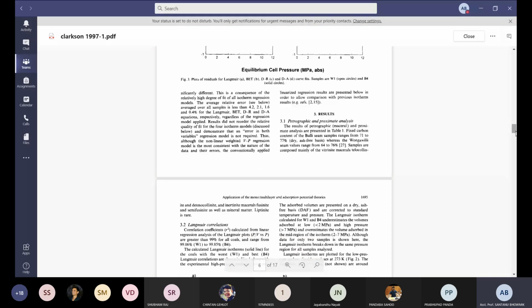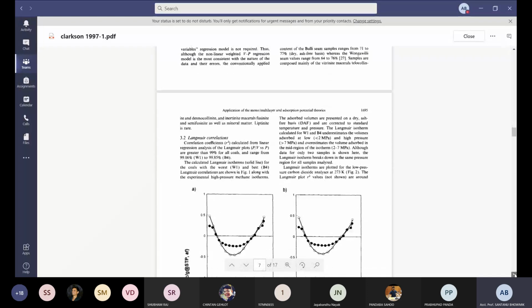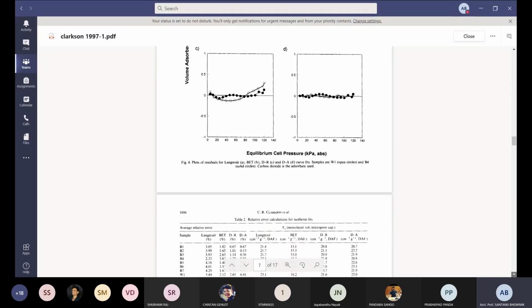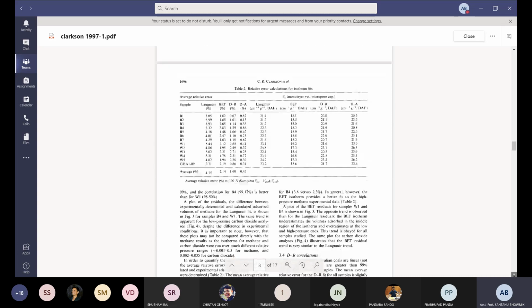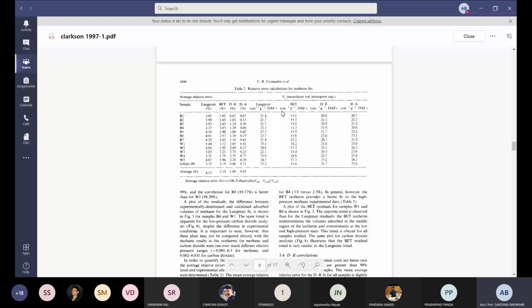Next, they are going to relate this with the same residuals they are going to plot for different samples, and finally they are going to relate it with the various Langmuir volume and the Langmuir pressure. You can see here these are the Langmuir volume. You can see the monolayer or the micropore volume, Langmuir volume, and the BET volume, whatever they are going to get from here. And this is the average relative error they have taken.